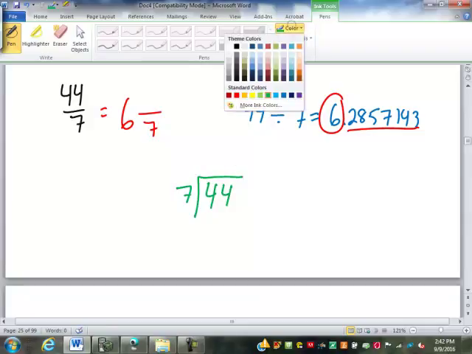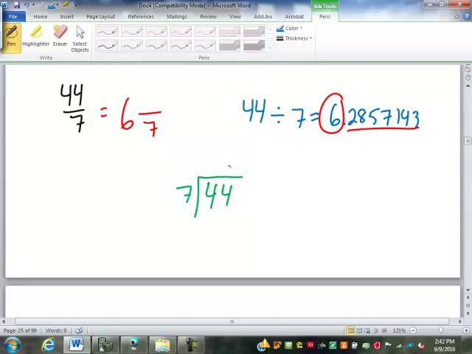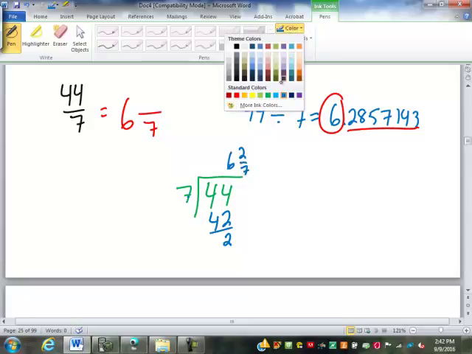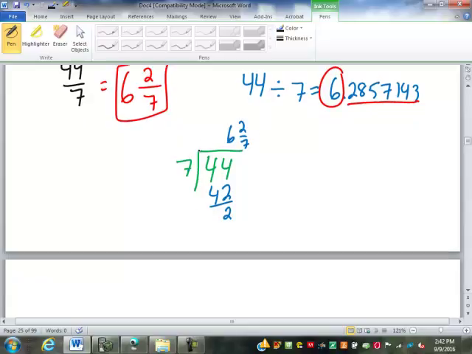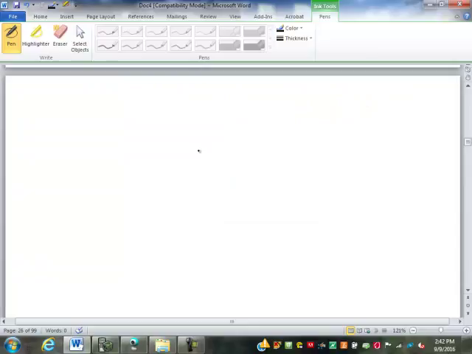It's 44 divided by 7. 7 goes into 44 6 times. 6 times 7 is 42. There are 2 pieces left over, 2 of those 7s. So 44 over 7 is 6 2/7. Now, many of you can do this in your head, dividing out the 44 by 7 and figuring out how much is left over, and that's fine. I'm never going to make you write it out, but be aware that you can if you get into fractions that are a little trickier to work with.